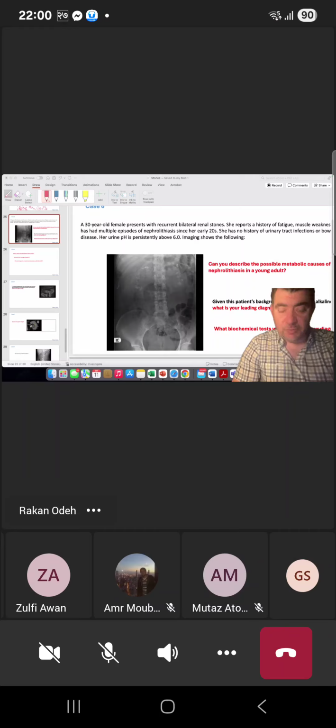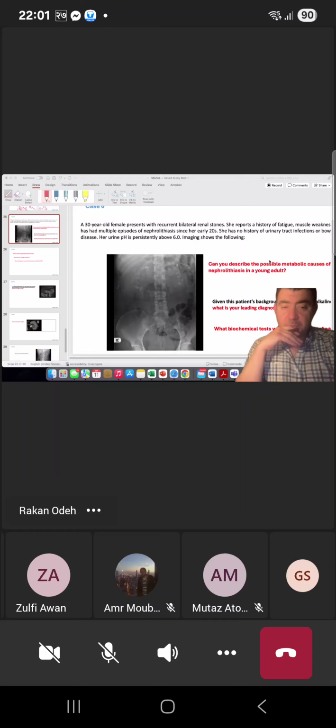This is an X-ray KUB showing multiple calcifications, staghorn stones involving both kidneys. And I'm looking at the bladder. I'm not seeing any obvious stones, and no obvious stones seen along the course of the ureters. Very good. Do you think this is a good exposure, or do you want the exposure to be more complete? For better exposure and for assessment of the stone burden and anatomical distribution, I will ask for a CT-KUB for this patient. Can you describe the possible metabolic causes of nephrolithiasis in young adults?